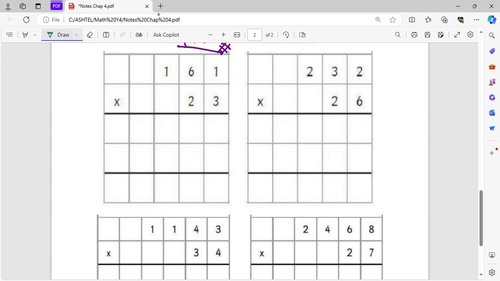Same thing, always remember we start with the numbers at the back. So it will be 1 multiplied by 3. So we will get 3. Okay, after that it will be 6 times 3. So 6 times 3, we will get 18. 18, it will be 8. 1 will be at the top.